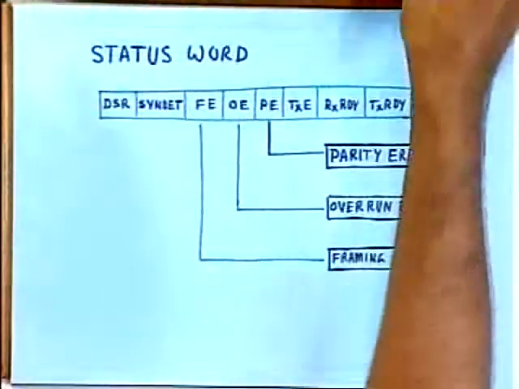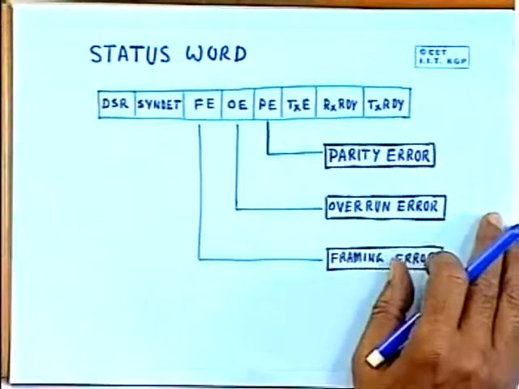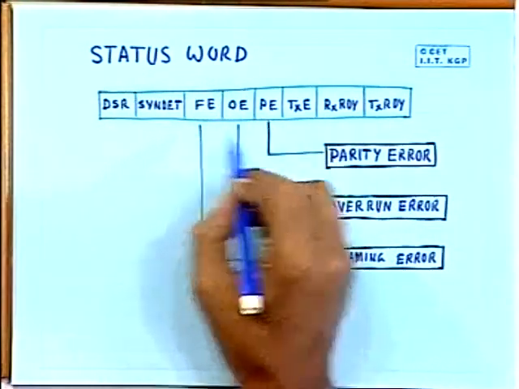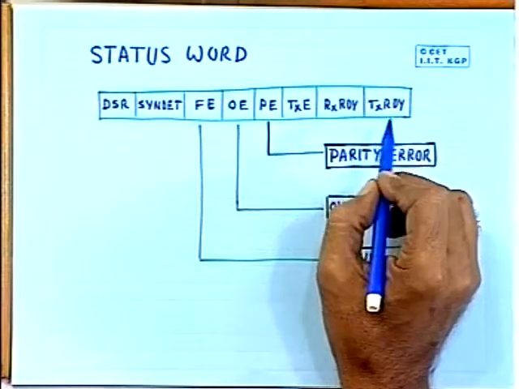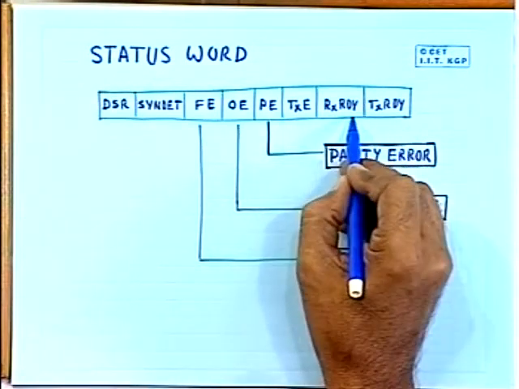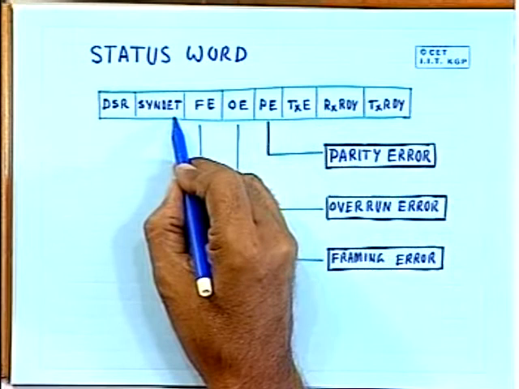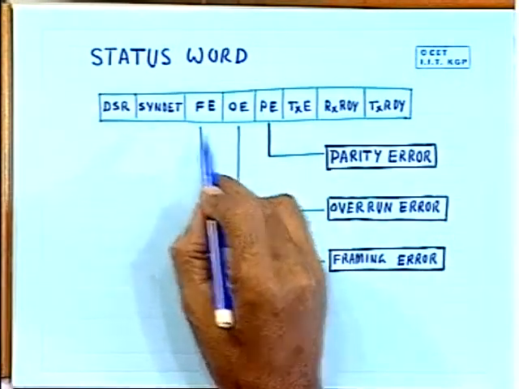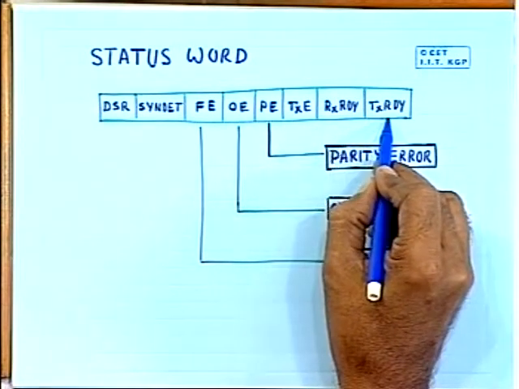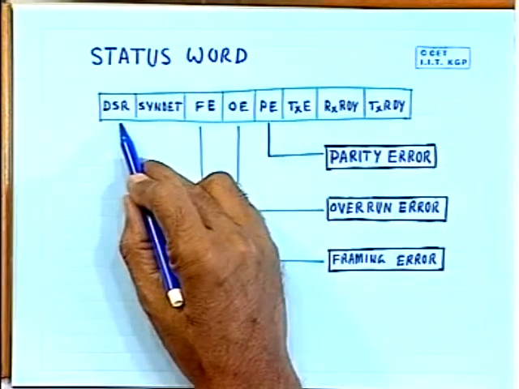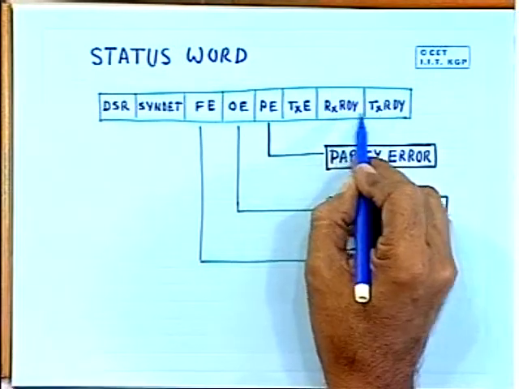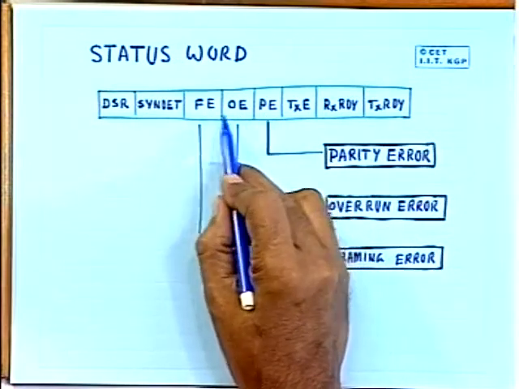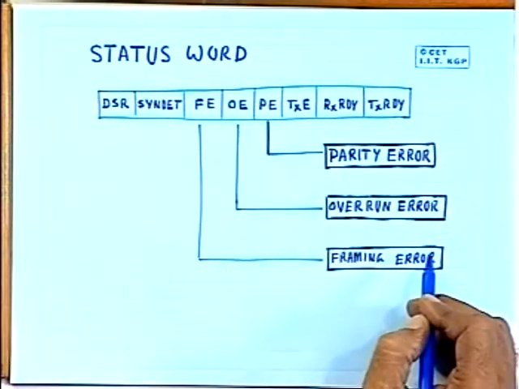Then you have got the status word. Finally, we have seen that there was one register which represents the status word, and you can read the status of various lines like TX ready, RX ready, TXC, SYN date, and DSR. These lines essentially reflect the signal on each of these lines. But these 3 bits require some special explanation.